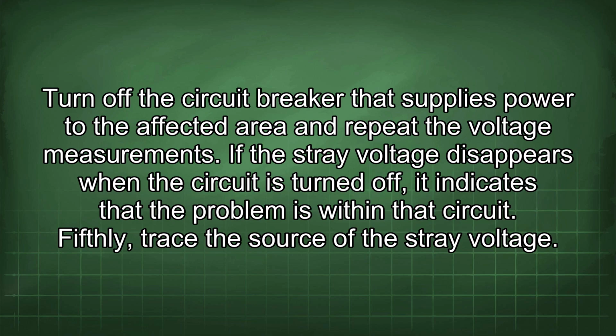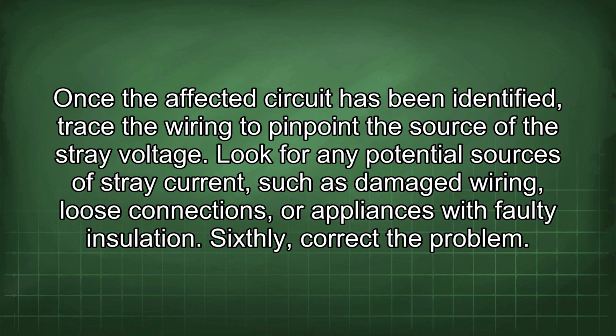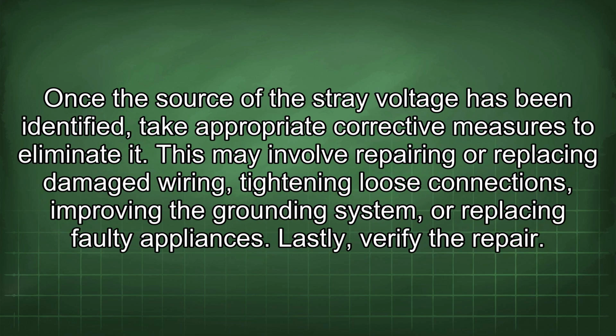Fifthly, trace the source of the stray voltage. Once the affected circuit has been identified, trace the wiring to pinpoint the source of the stray voltage. Look for any potential sources of stray current, such as damaged wiring, loose connections, or appliances with faulty insulation. Sixthly, correct the problem. Once the source of the stray voltage has been identified, take appropriate corrective measures to eliminate it. This may involve repairing or replacing damaged wiring, tightening loose connections, improving the grounding system, or replacing faulty appliances.